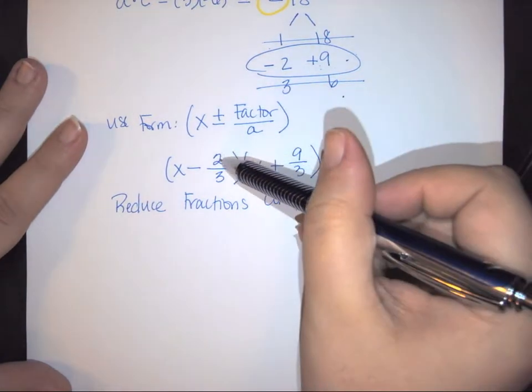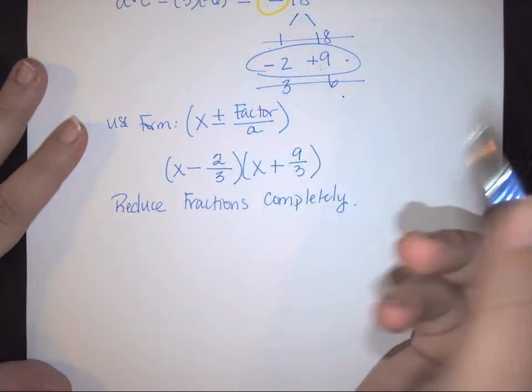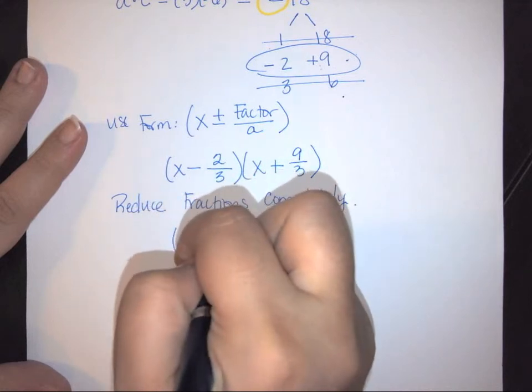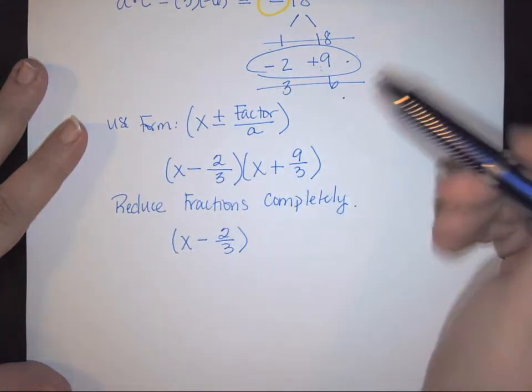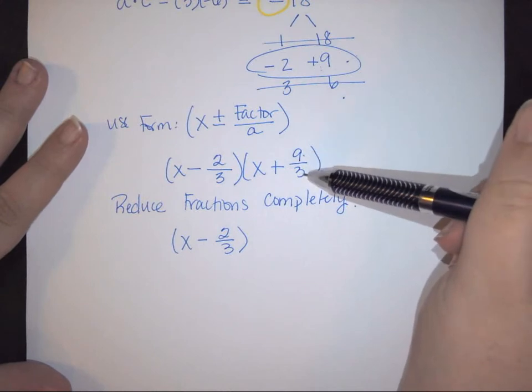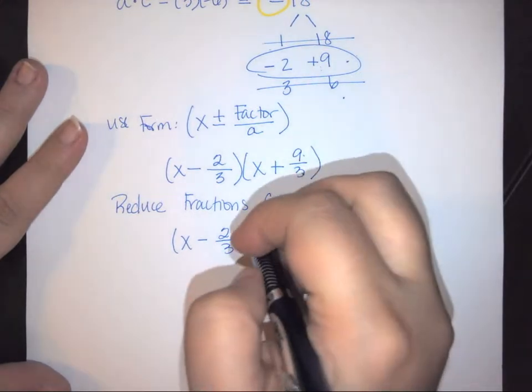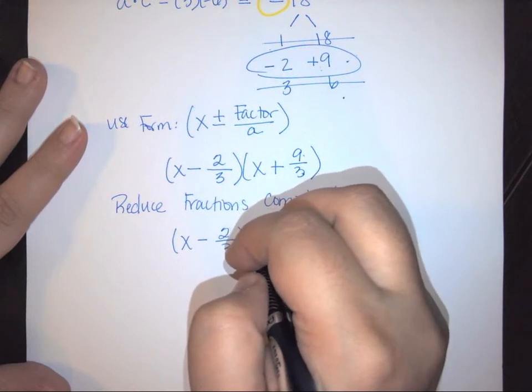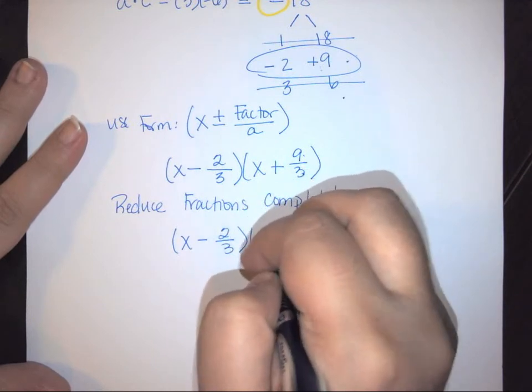So when I look at 2 over 3, there's nothing I can do. That already is reduced as far as it can go. So I have x minus 2 over 3. However, 9 over 3 reduces. 3 goes into 9 very nicely. It goes in 3 times. Therefore, I am left with x plus 3.